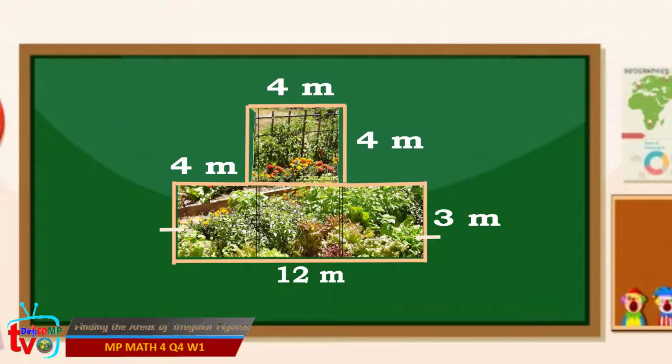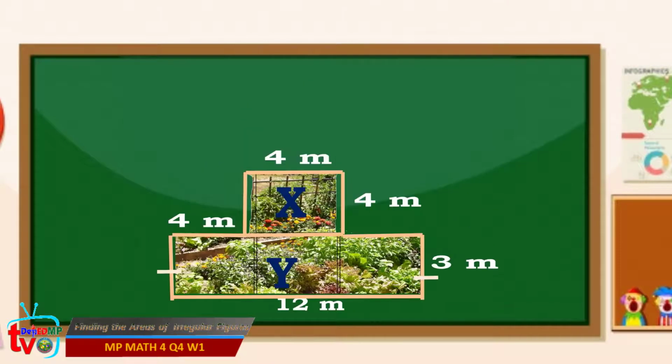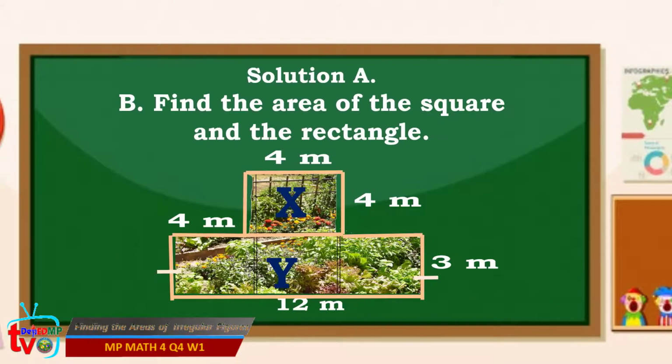Two figures are now formed: square X and rectangle Y. The short lines on both sides of the rectangle mean they have the same measurement. After using the horizontal cut, find now the area of the square and the rectangle.